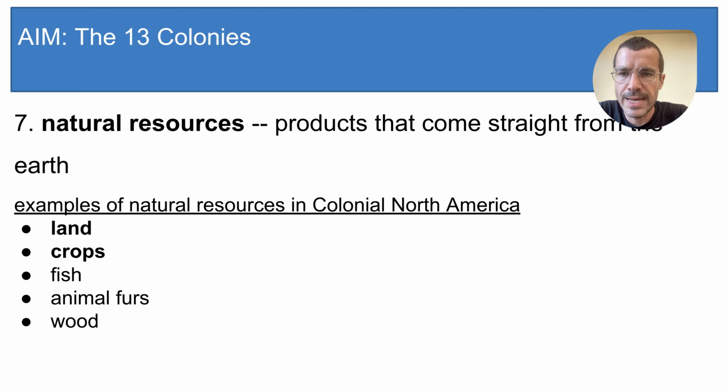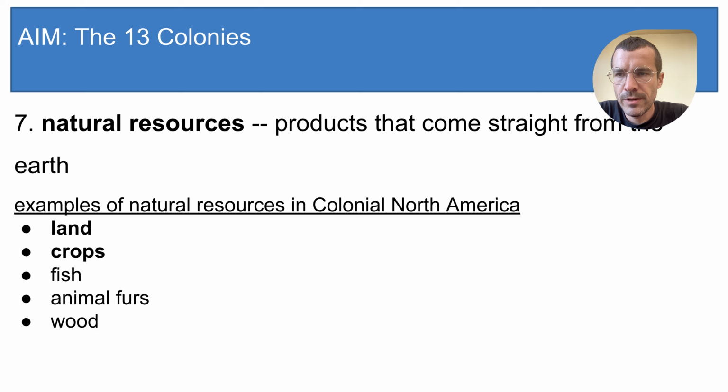in the New World was land, because land could be used to grow different crops that could then be sold for money. For Europeans at this time, land was the key to wealth and status, and the important people in society were the people that owned a lot of land. Other important natural resources besides land and crops included fish, animal furs, and wood from trees. All of these things could be sold to earn money.